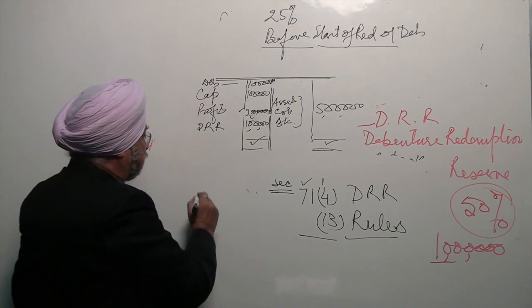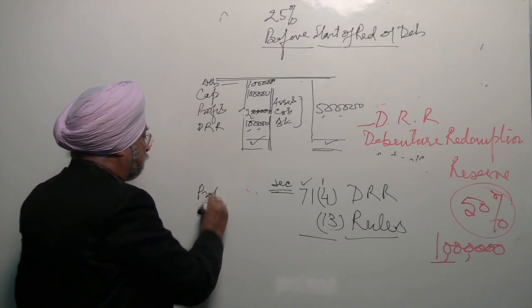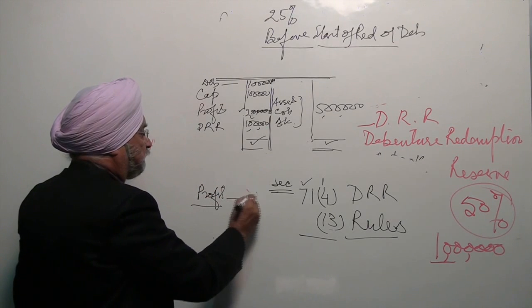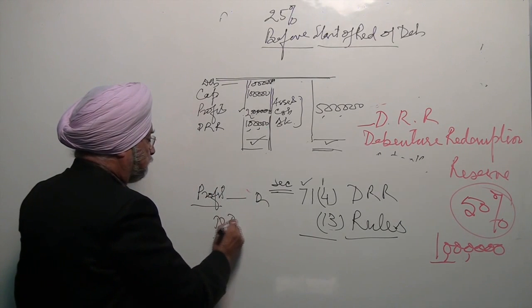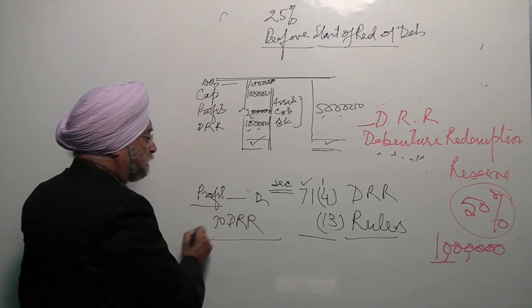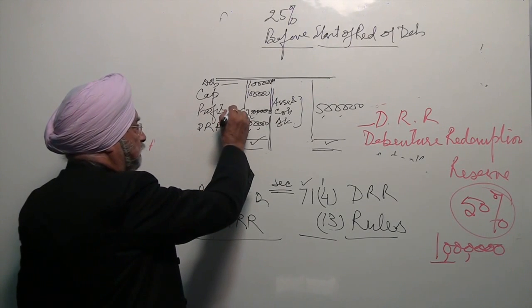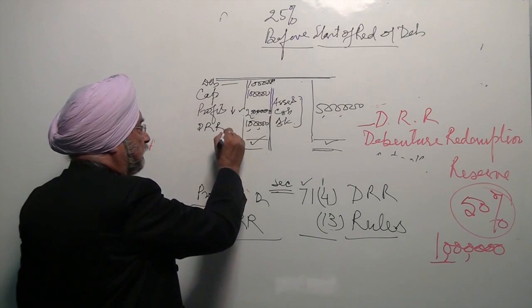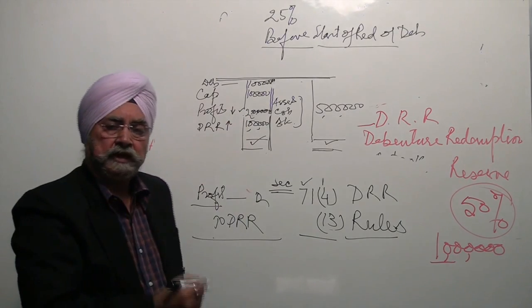How is it made? The entry is: profit is debited, DRR is credited. This is in simple terms. Profit is debited, profit is reduced, and DRR comes up. DRR is created.